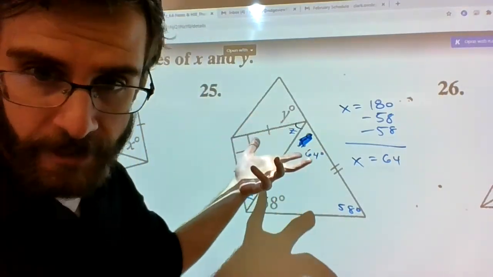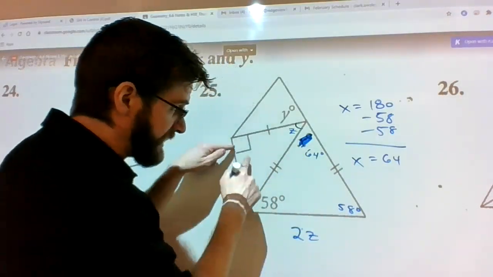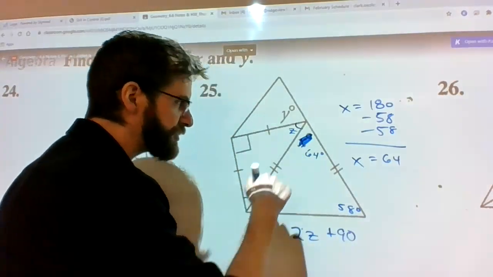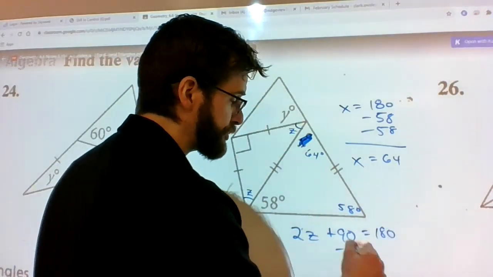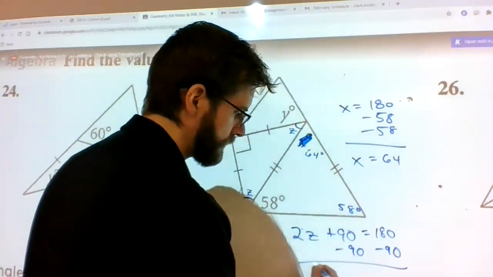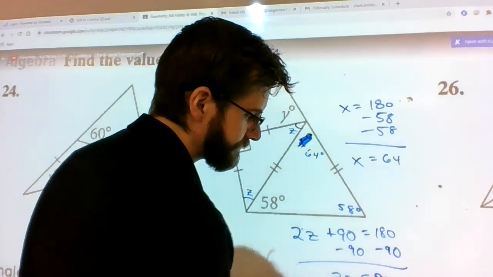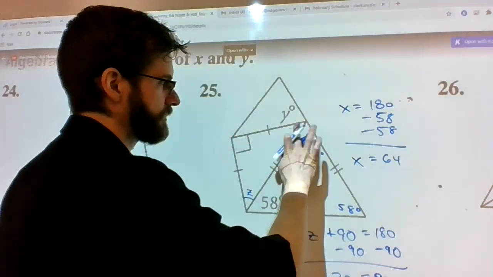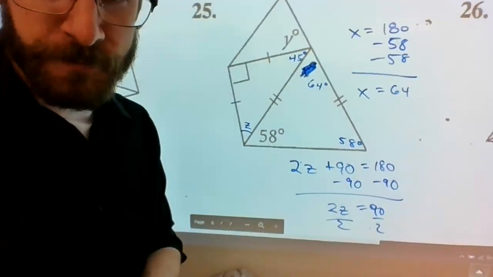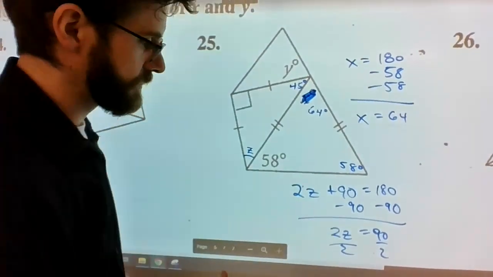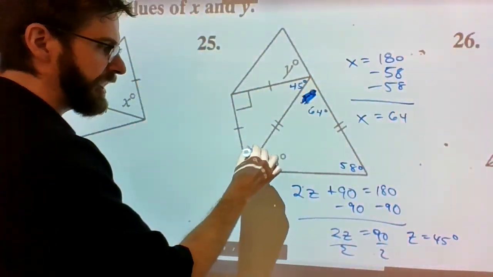So z plus z, which is 2z, plus 90, those three angles have to add up to 180. Which means those two angles have to add up to 90. And they are the same. They're both 45 degrees, because 90 divided by 2 is 45. So z is 45.